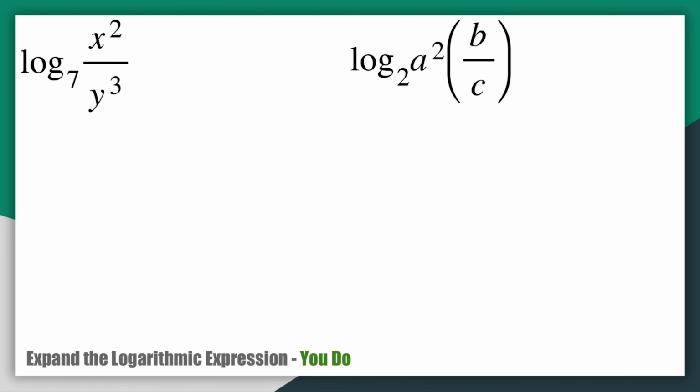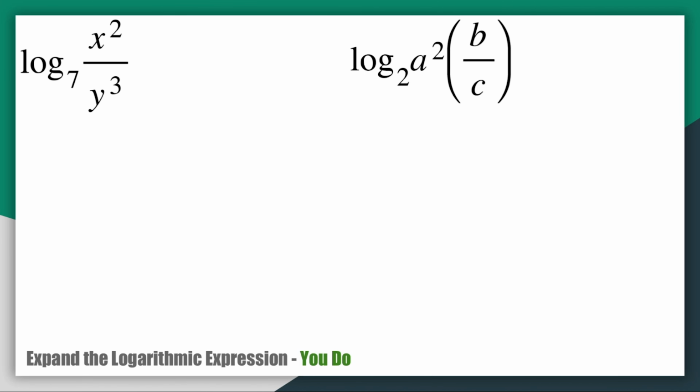Okay, so we have log base 7 of x squared divided by y to the power 3. That should trigger quotient for you. And so we could split this into log base 7 of x to the power 2 minus log base 7 of y to the power of 3. All we did was split that up.